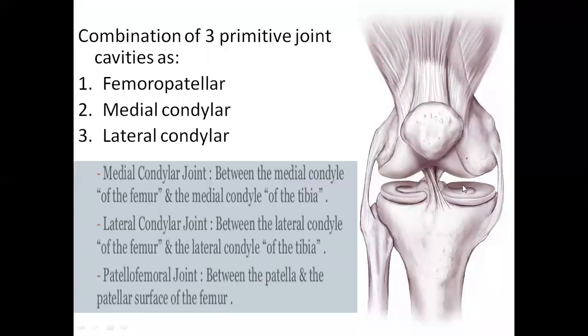Now the combination of three primitive joint cavities are femoropatellar, that is the connection between femur and patella. Then we have medial condylar, then lateral condylar. The medial condylar joint is between the medial condyle of the femur and the medial condyle of the tibia. This side is the medial aspect of the picture because we know tibia is the medial bone, fibula is the lateral bone. The lateral condylar joint is between the lateral condyle of the femur and the lateral condyle of the tibia. Patellofemoral is between the patella and the patellar surface of the femur.